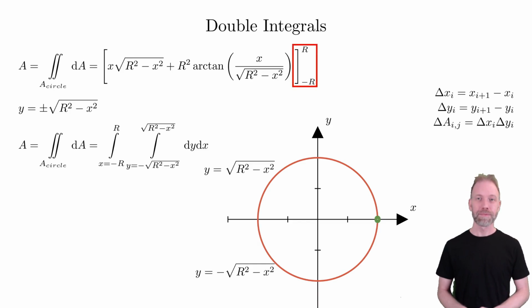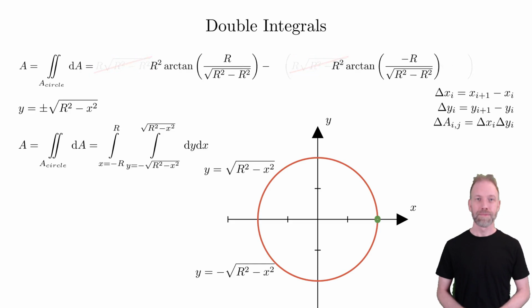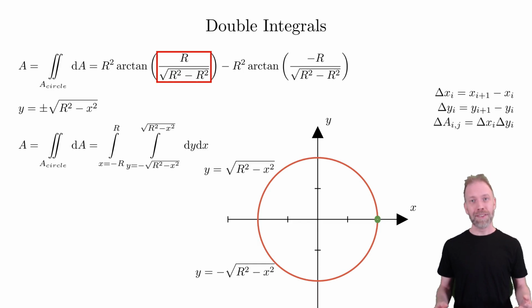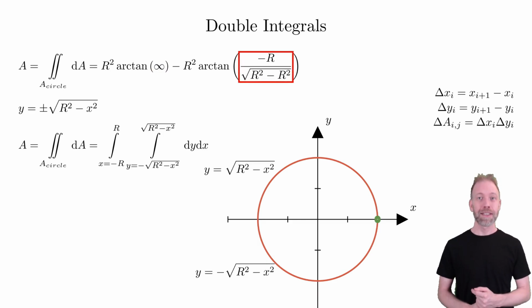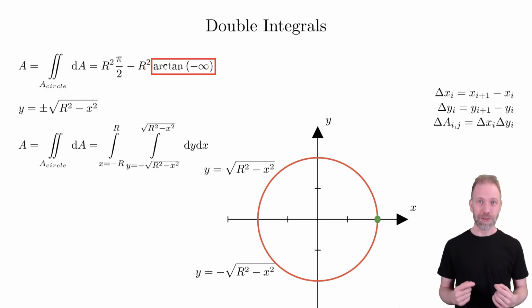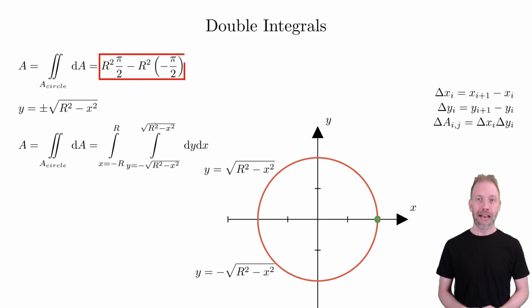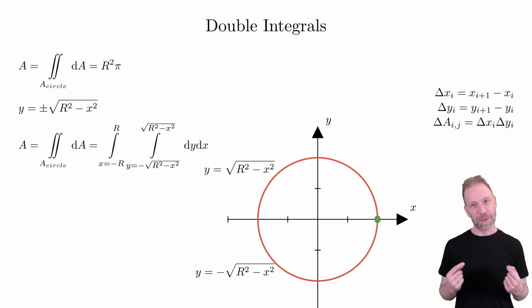Insert the limits again. These two are 0. Here we are dividing by 0, which gives us infinity. Same here, but the minus gives us negative infinity. Arctan of infinity is pi over 2. Arctan of negative infinity is minus pi over 2. And we can see that this becomes r squared times pi. Which means that we have used a quite complicated way of calculating that the area of a circle is pi r squared.